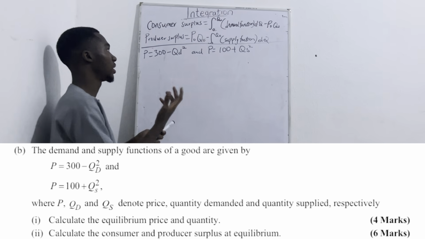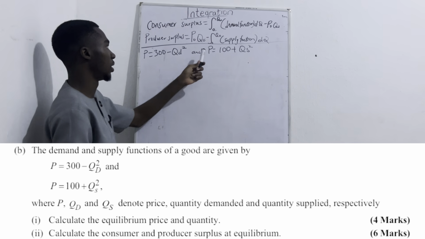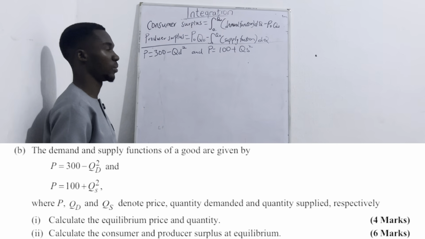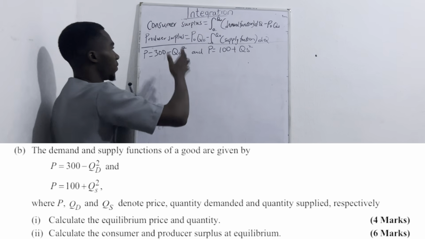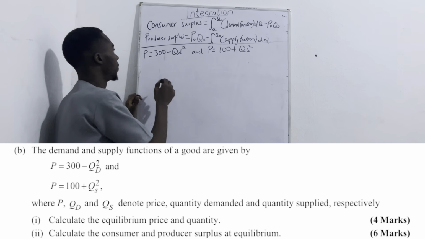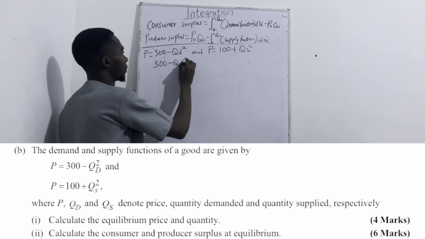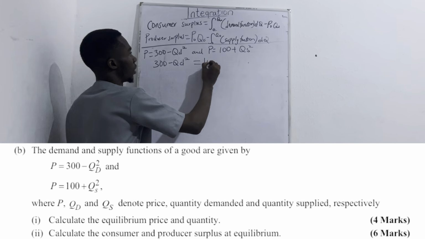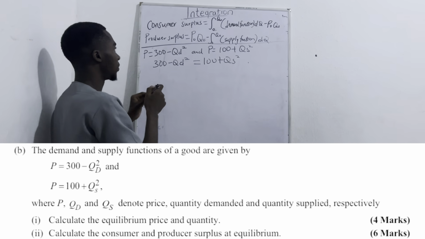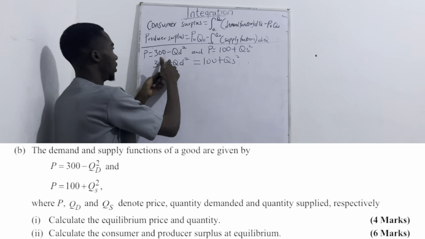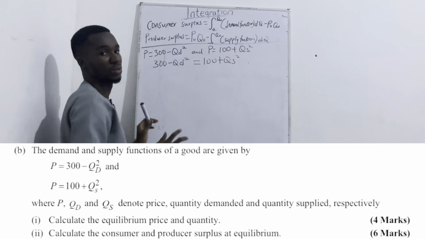So what that means is that we just have to solve simultaneously. If P is equal to 300 minus QD squared, and P is also equal to 100 plus QS squared, you can just equate both of them. Then we find the price and the quantity. So 300 minus QD squared is equal to 100 plus QS squared. Yes, we are equating this because they said P is equal to this, and P is also equal to this. So if P is equal to P, then this can be equal to this, right?